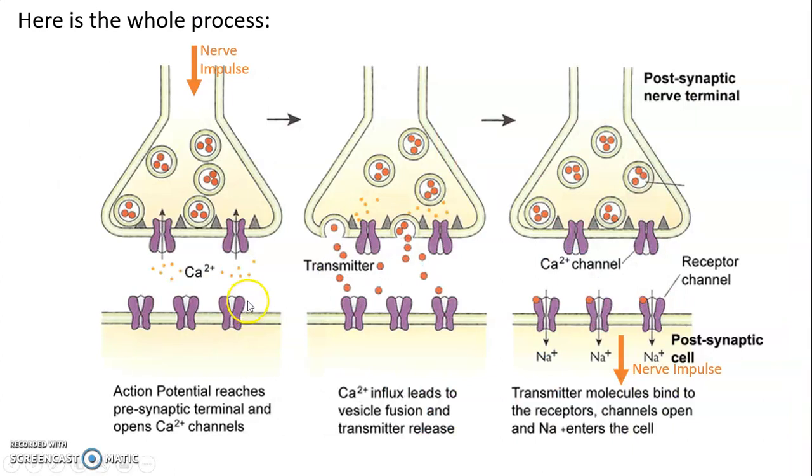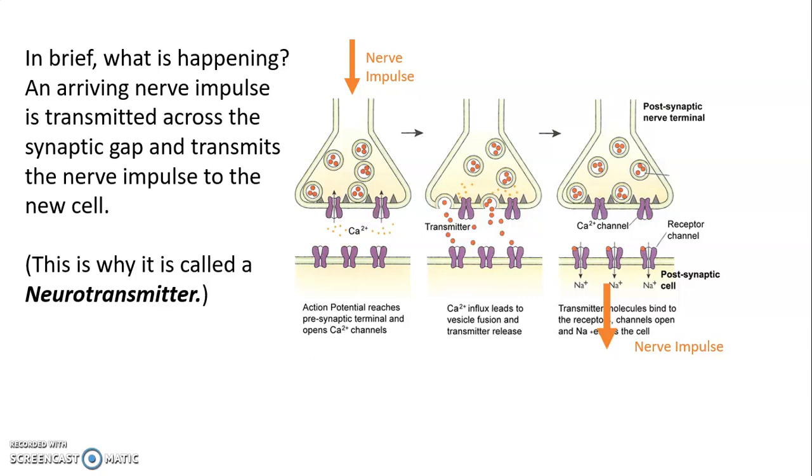And let's look at what the overall result is. The overall result is that a nerve impulse, which was arriving in the old cell, the sending cell, initiated the release of neurotransmitter. The neurotransmitter caused the sodium gates to be open. And because sodium is flowing into the new cell, what has happened? A nerve impulse has been transmitted to the new cell, to the new nerve cell or the muscle. Okay? So, all in all, the summary of everything that's happened is an arriving nerve impulse is transmitted across the synaptic gap and transmits the nerve impulse to the new cell.